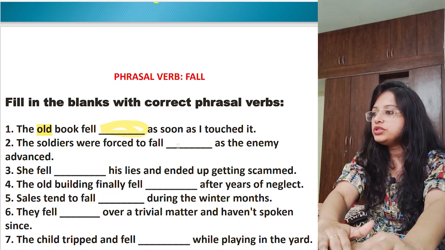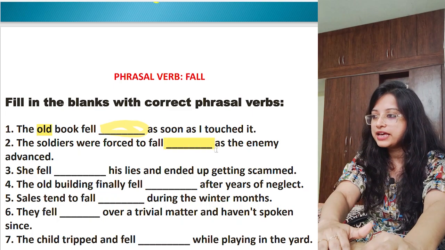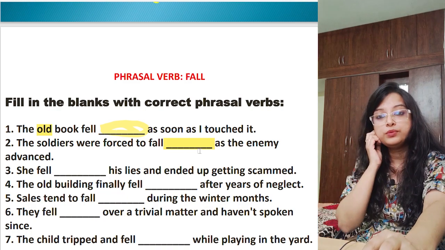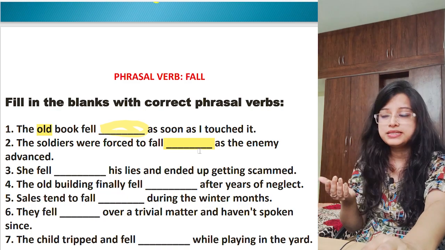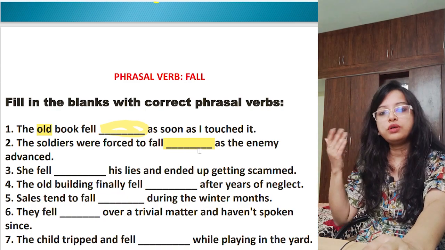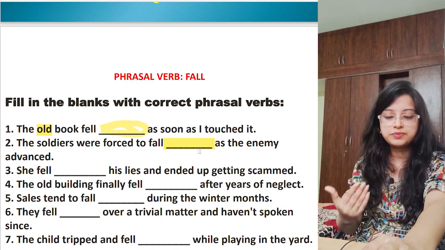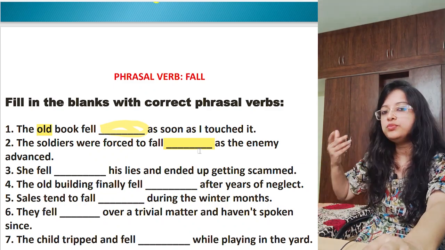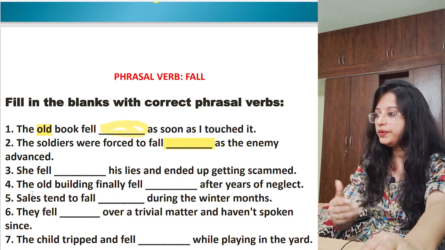Next one, the soldiers were forced to fall dash. This is very simple. I guess many of you will be able to answer. The soldiers were forced to fall back as the enemy advanced, because the enemy had already approached. They had to move back.